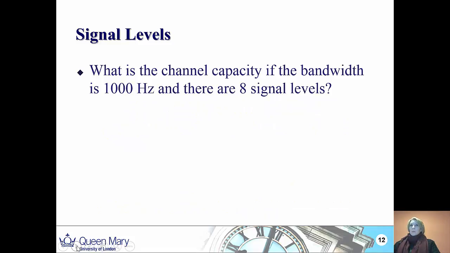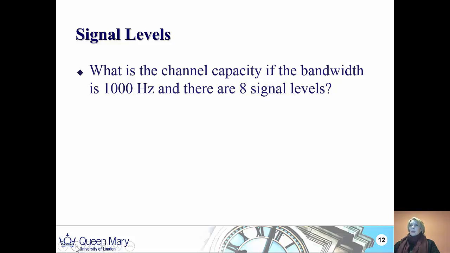So in a couple of example questions which could be asked in your exam in relation to signal levels: what is the channel capacity if the bandwidth of your network is 1000 Hertz and there are 8 signal levels? So we know the bandwidth of our network and we know the number of signal levels, and we want to determine what is the channel capacity.